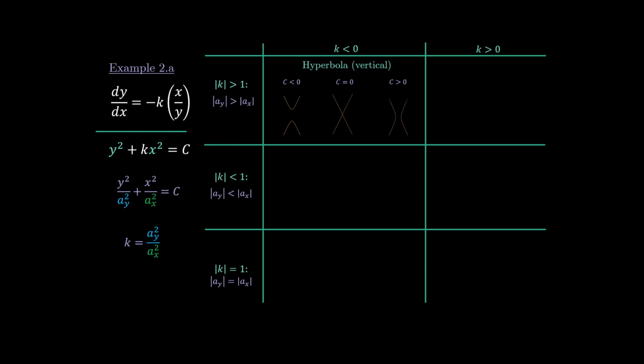But now with the magnitude of k less than 1, we see that the hyperbola is more horizontal, and a similar pattern follows. With negative c, it's top and bottom. With 0, they're touching. With positive c, we have left and right. And last but not least, we have a hyperbola where they're equal. They're not going towards the vertical, and they're not going towards the horizontal.